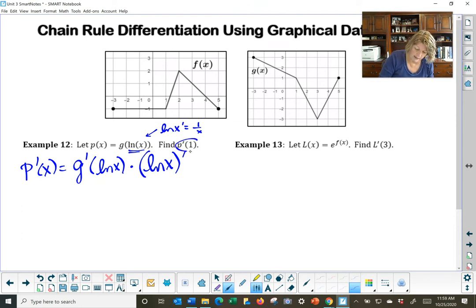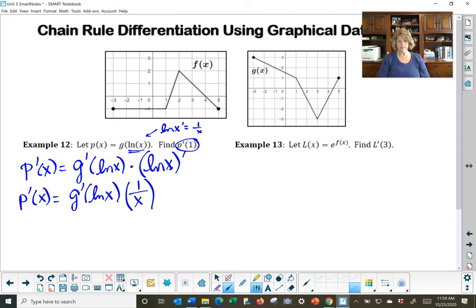Now, we want to evaluate at 1. I think I can do some of this work. No, I'm not. I lied. g prime of natural log x. And the reason I can't throw 1 in there yet is because I should take the derivative of that first.